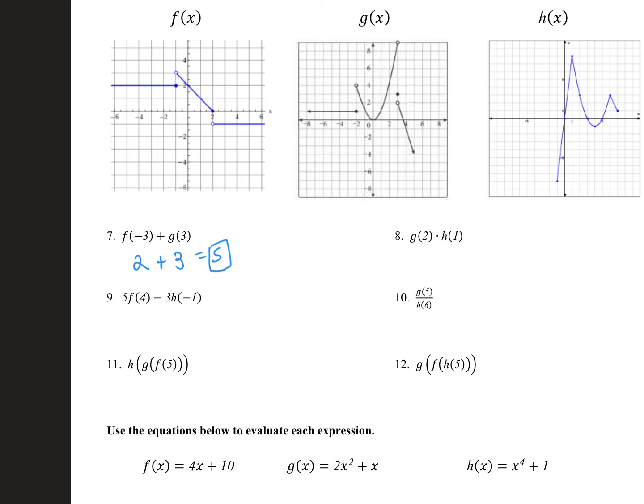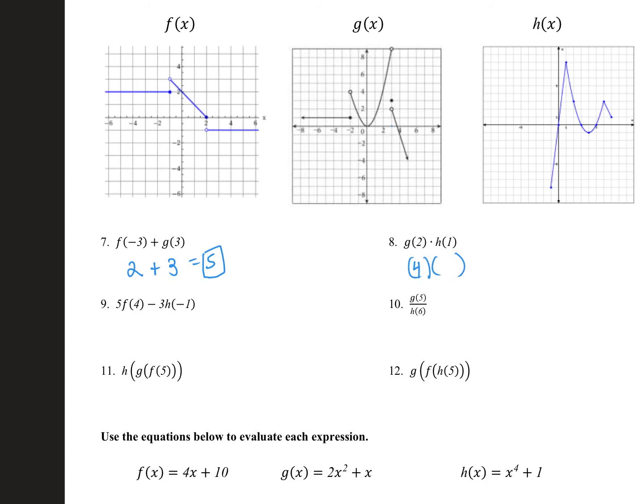Number 8, g of 2. So at x is 2, I get out a value of 4. And I'm multiplying that by h of 1. So h is my third function here on the right. X value is 1. What do we get out? 5, 6, 7, 8. 4 times 8 is 32.